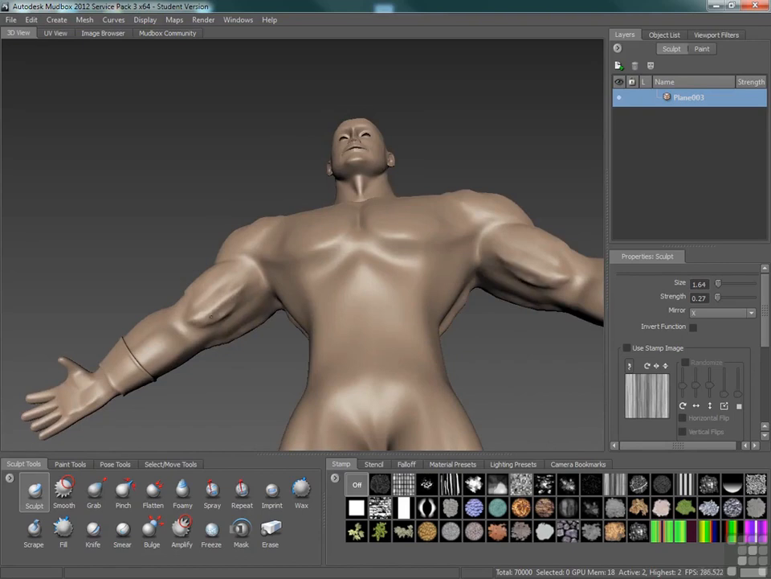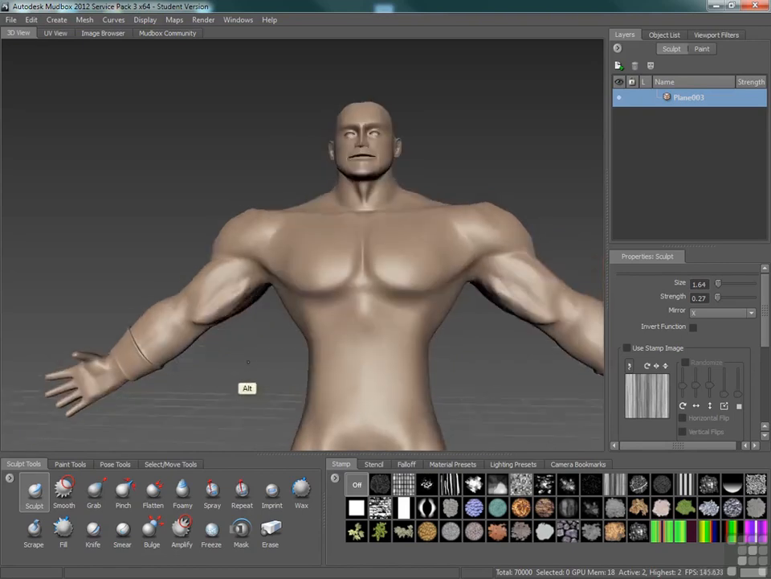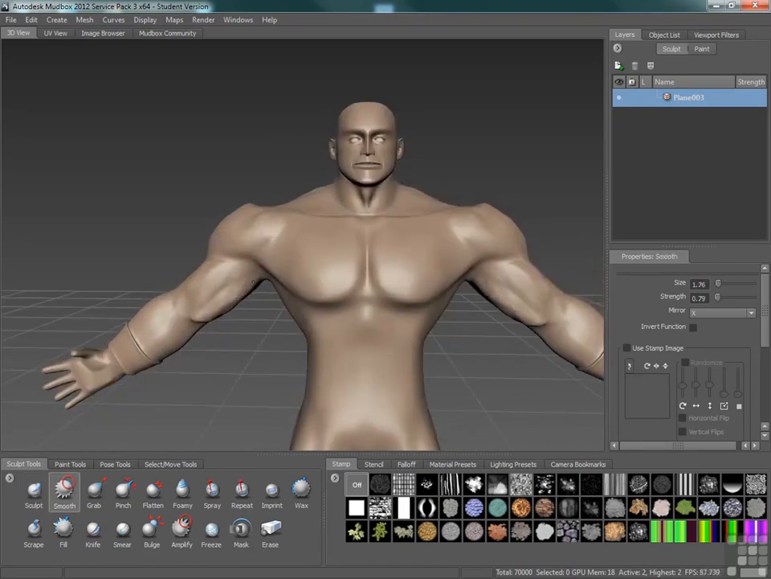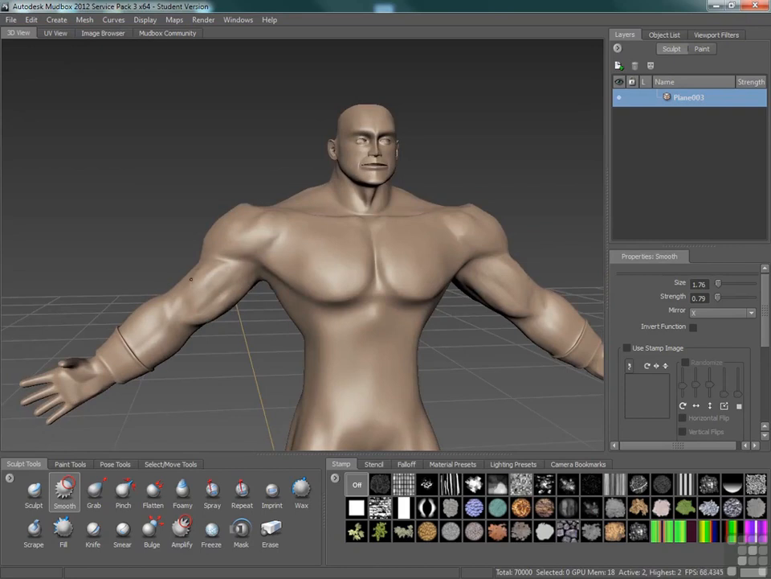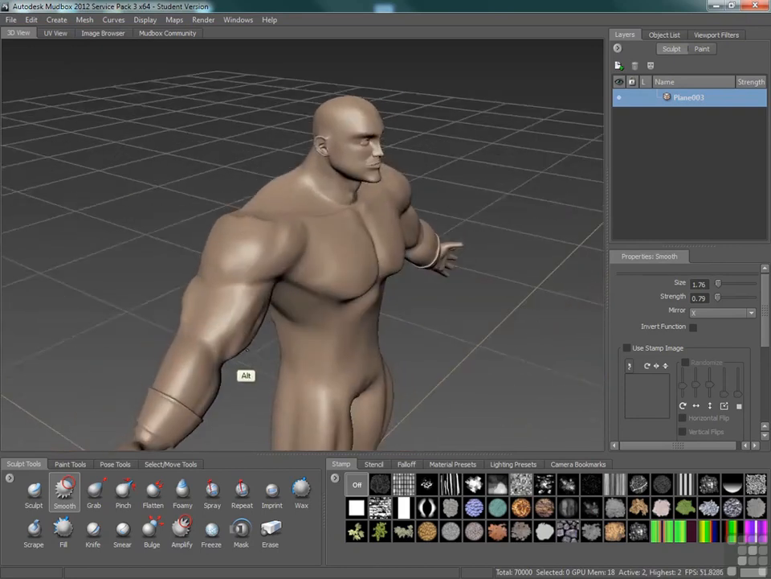So, you know, we'll tend to over-sculpt and then smooth it back out, over-sculpt and smooth it back out. And by doing that, again, you just end up blocking in the mass of the muscle without worrying too much about detail.